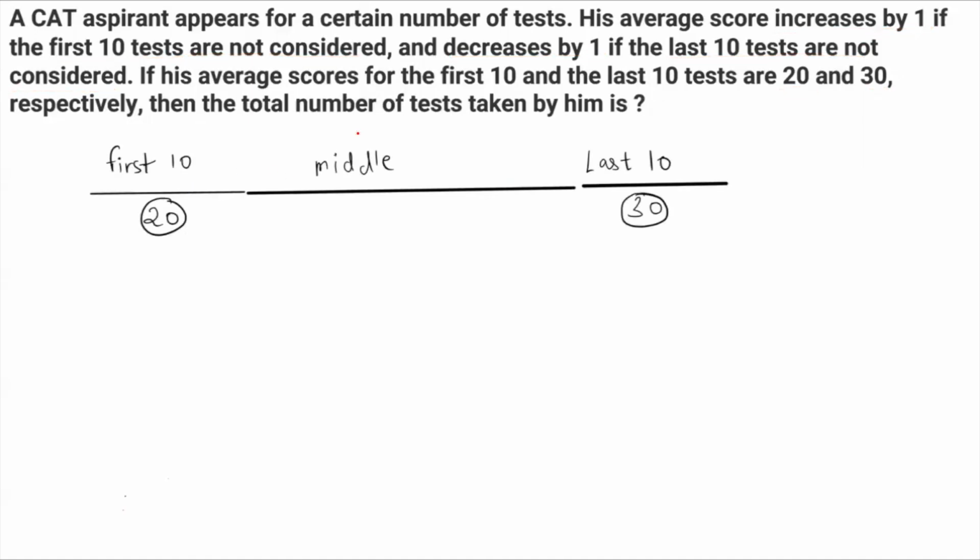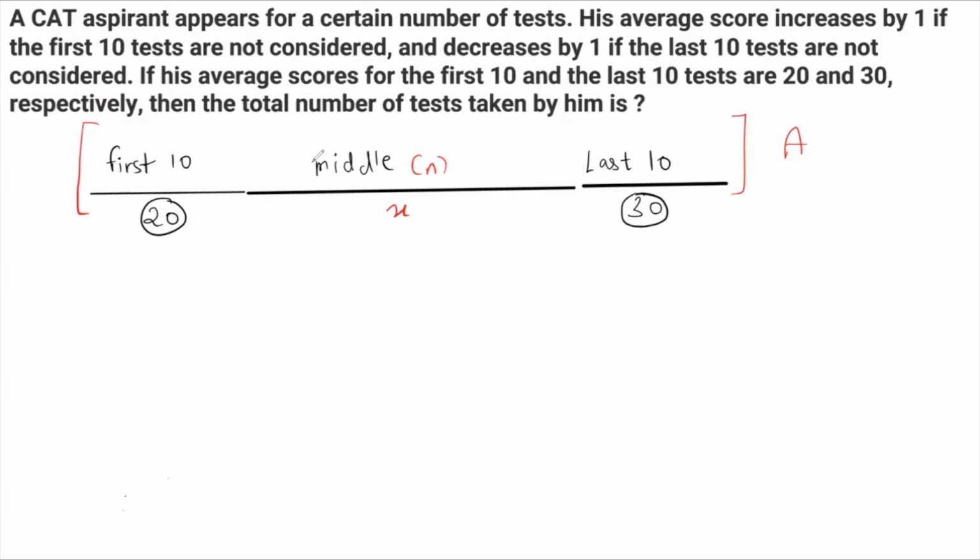Okay, so first 10 and last 10. Let us suppose that in the middle there were n number of tests taken and the average score in those n tests was x. Now let us suppose the overall average score in all those tests was equal to A.